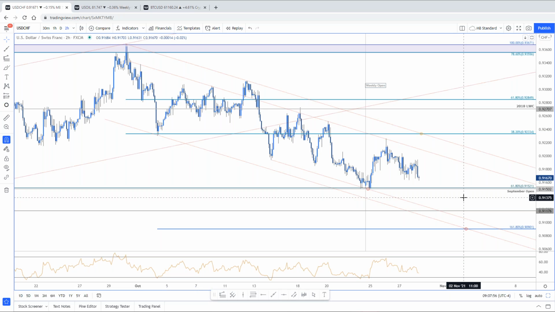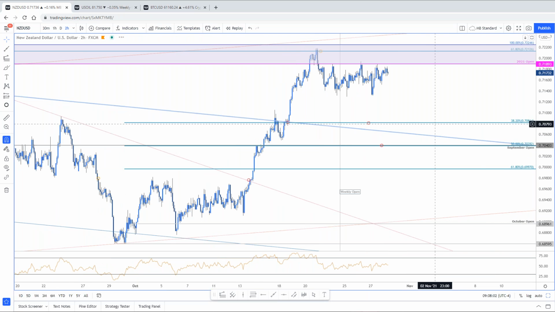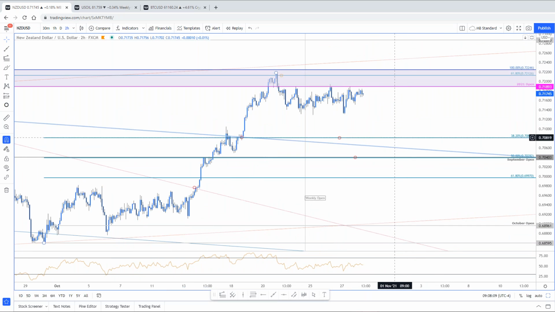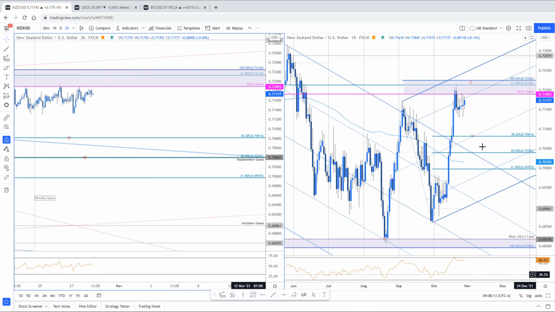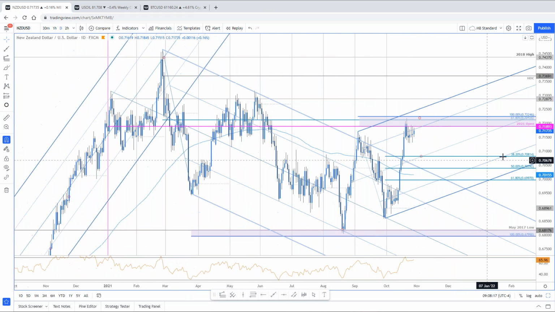The other one that we were looking at was Kiwi. I prefer the Aussie setup. I think it's cleaner, but Kiwi is also setting up a very well-defined weekly opening range below resistance. So this one I just have an alert set up. If it breaks 72.20 on the upside, or if it breaks the weekly opening range lows, I want to see what happens. Reminder that Kiwi is coming into major resistance, both on account of Fibonacci and the uptrend.